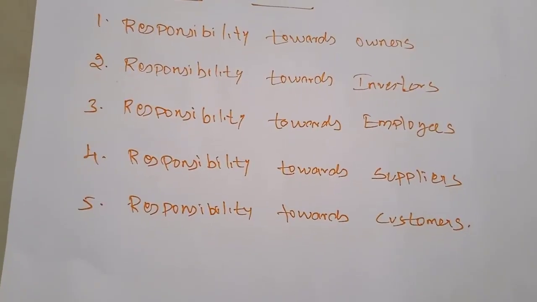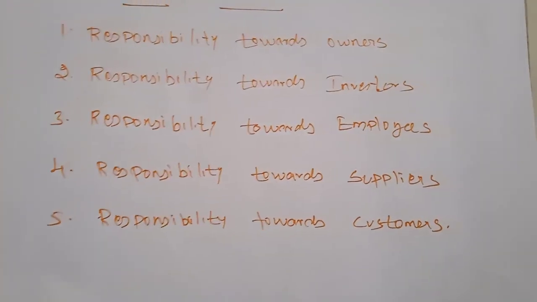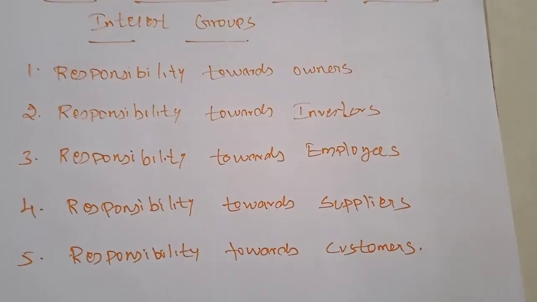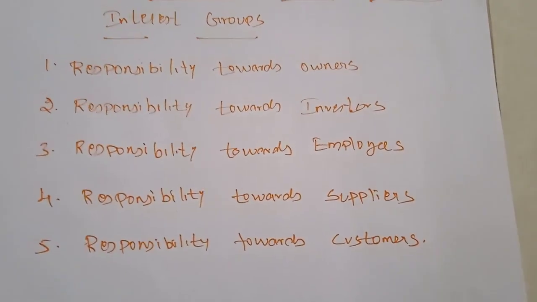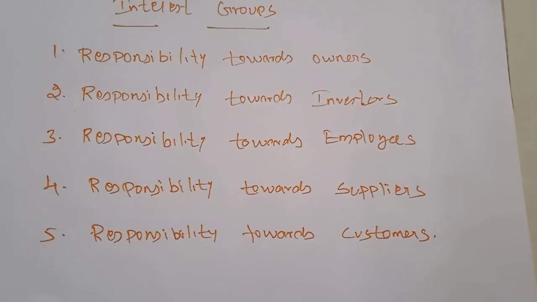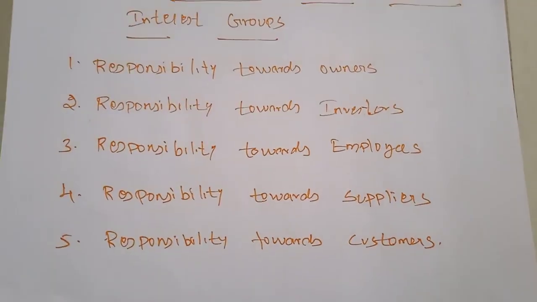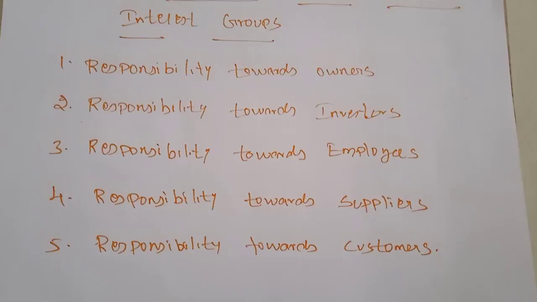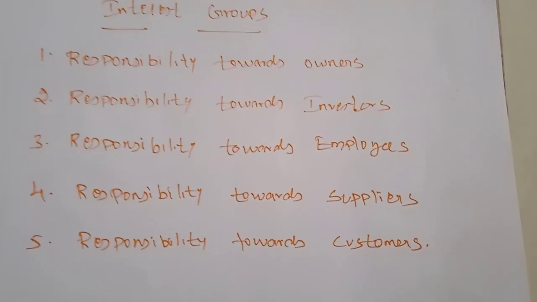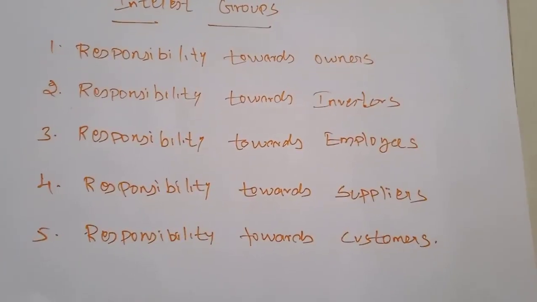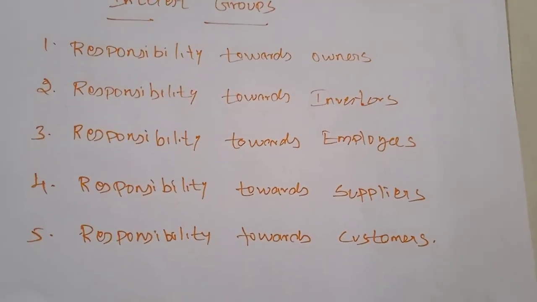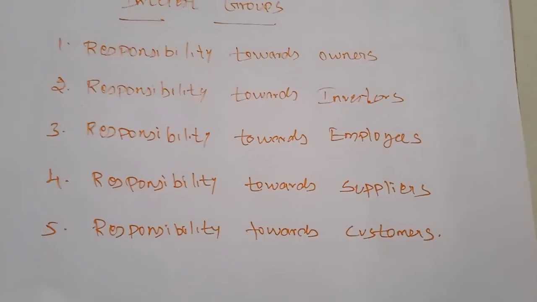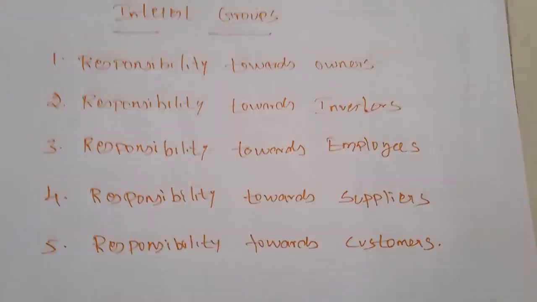Next, regular payment of interest. For the investors, the business organization has to pay the interest, and this interest also has to be paid on a regular basis. Next, timely repayment of principal amount. It is not enough to pay only the interest; along with the interest, the principal amount also has to be paid at the prescribed time.